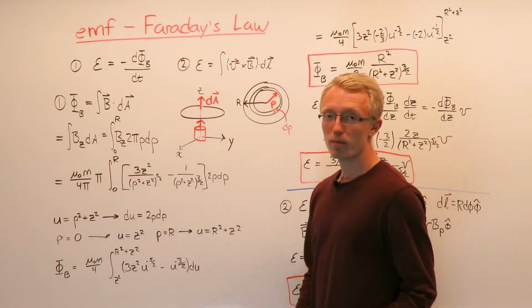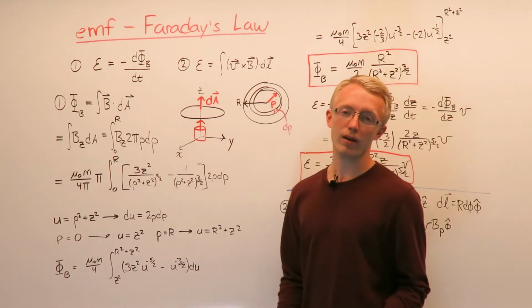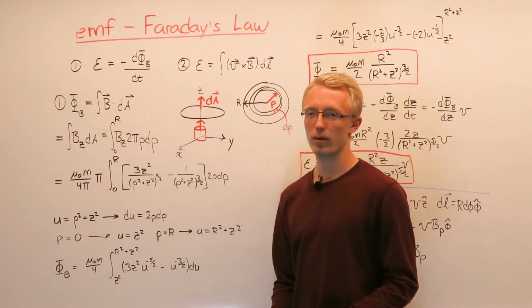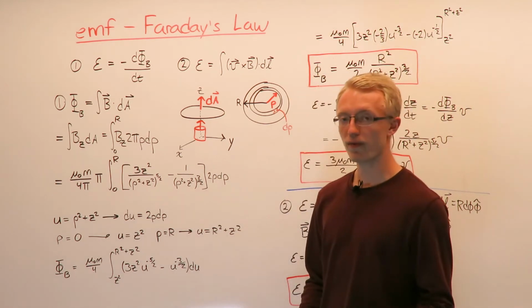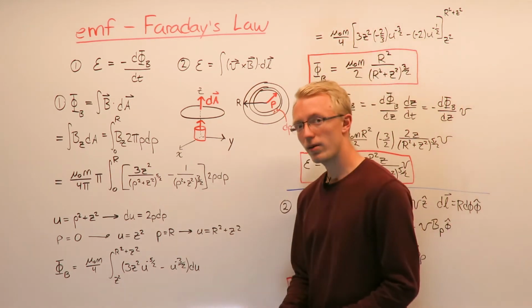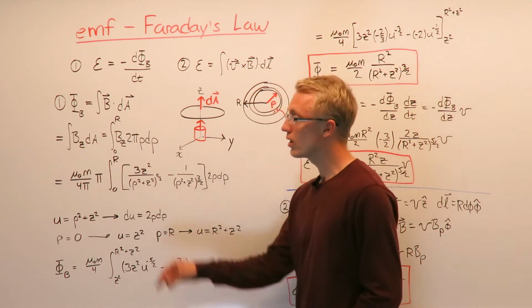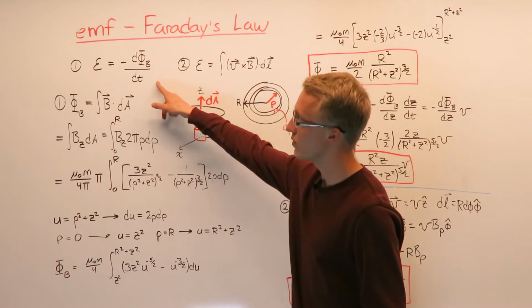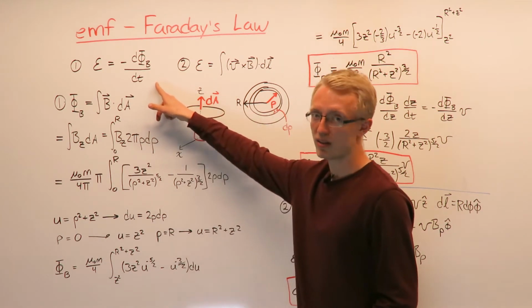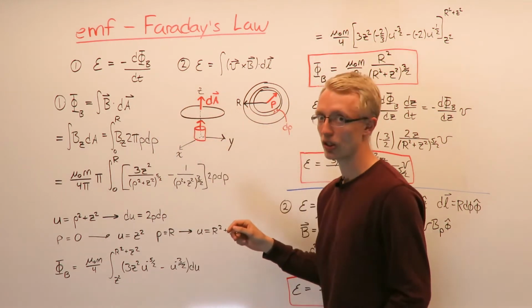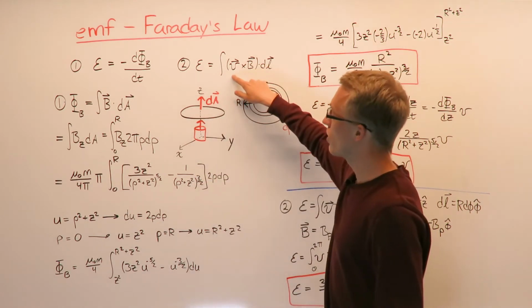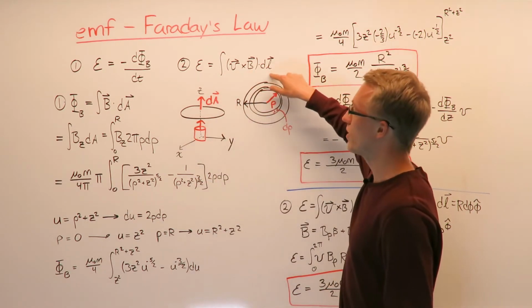Now that we have B rho and Bz, we can finally get to calculating that EMF I kept rambling on about earlier, and we're going to do so using Faraday's law. Faraday's law can actually be written two different ways. The first is as the negative time derivative of the magnetic flux, and the second is a more general equation, and it's the integral of v cross B dot dl.